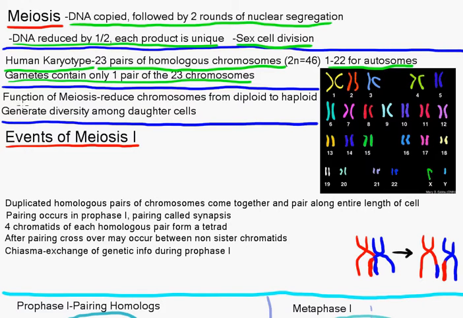So let's move on to functions of meiosis. It reduces the chromosomes from diploid to haploid, and it also generates diversity among the daughter cells.